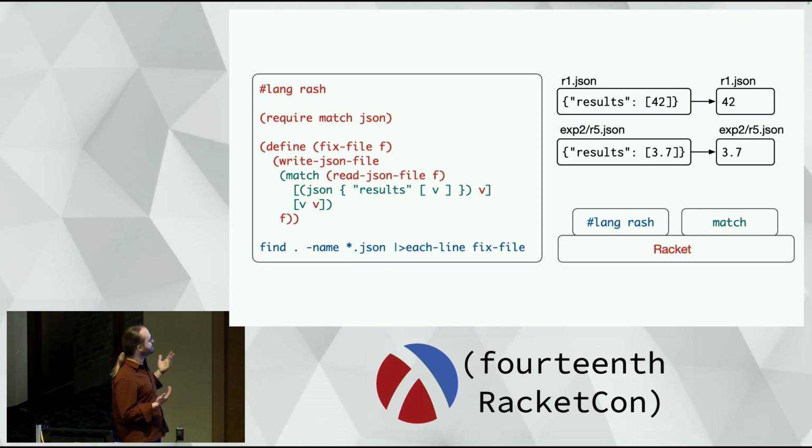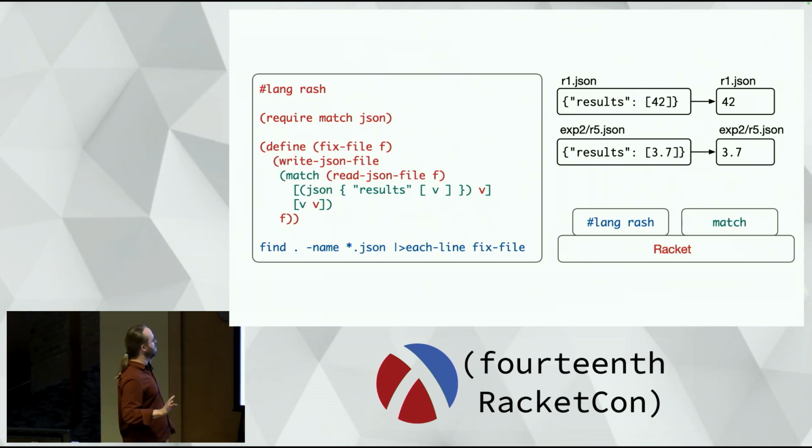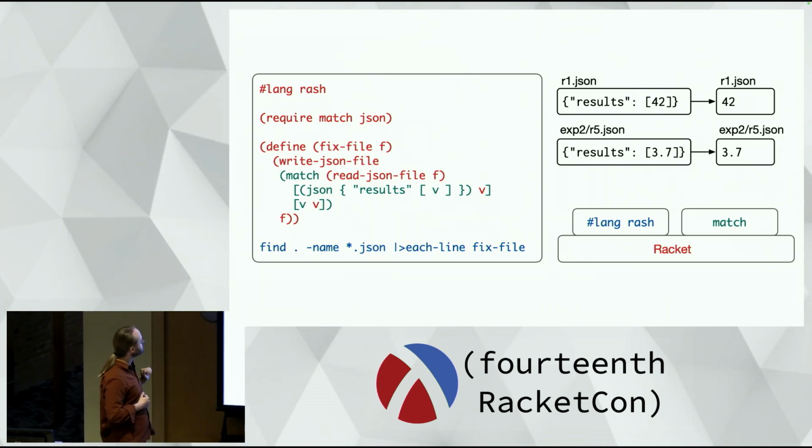And then since we have this pattern matching task, we're going to use a match DSL to say, well, this is what the JSON structure always looks like. We've got this object with results and a list. We want to pull that apart and just return v. And otherwise, if it doesn't look like that, we're just not going to transform it.